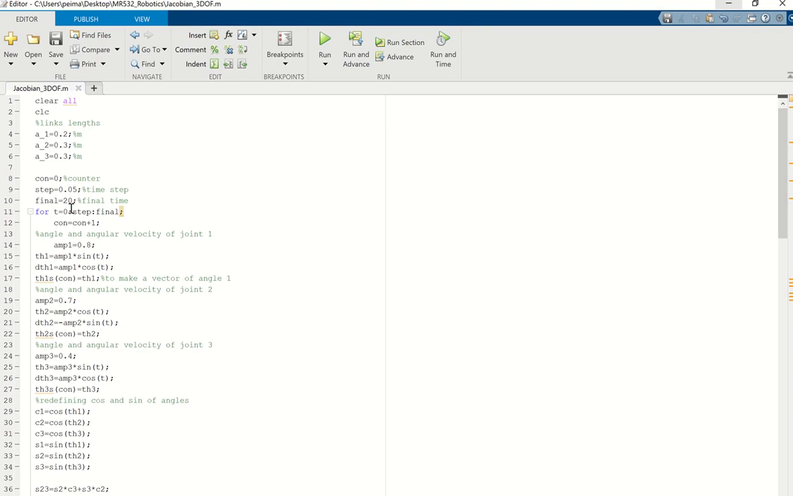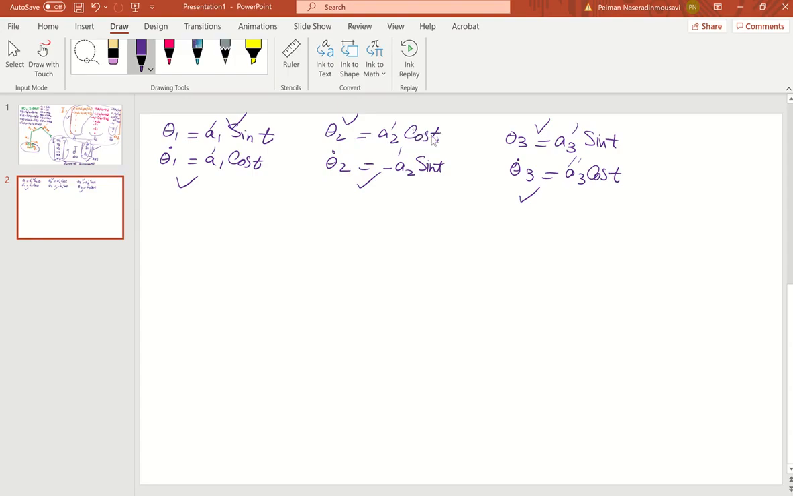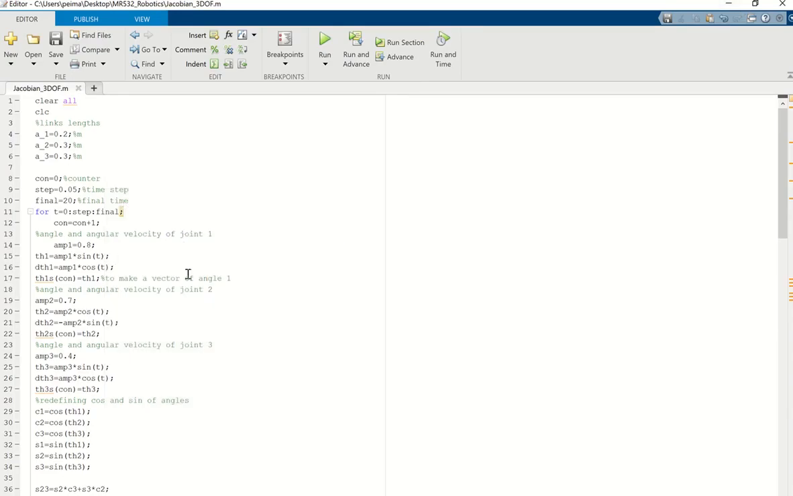Now let's go to the angle and angular velocity of joint 2. Again, I'm going to assign a different amplitude, 0.7. Theta 2 is amplitude times cosine of theta. Look at here, cosine t, exactly this. The derivative of theta 2 is again minus amplitude times sine, and I'm putting it there again. And then for joint 3, a different amplitude, 0.4. Again, this is different from amplitude 1. So theta 3 is amp3 times sine, dtheta 3 is this, and we're done.